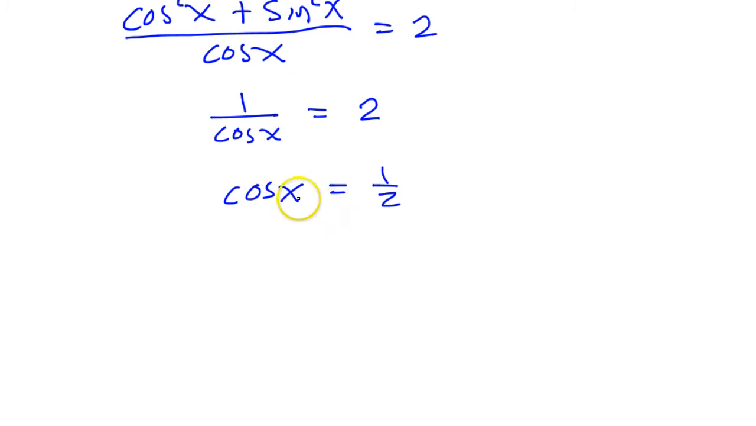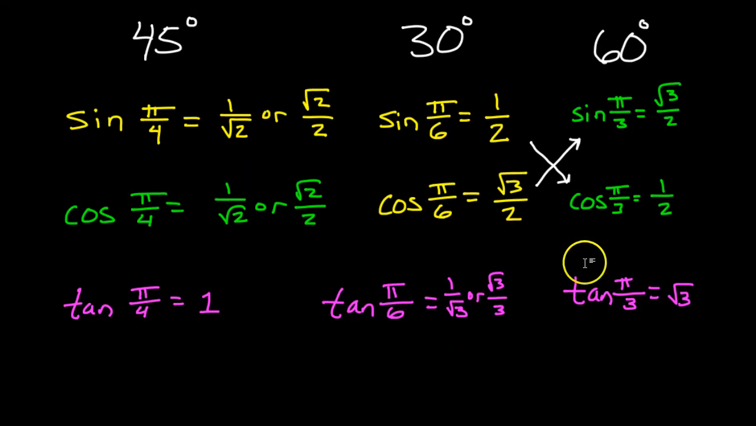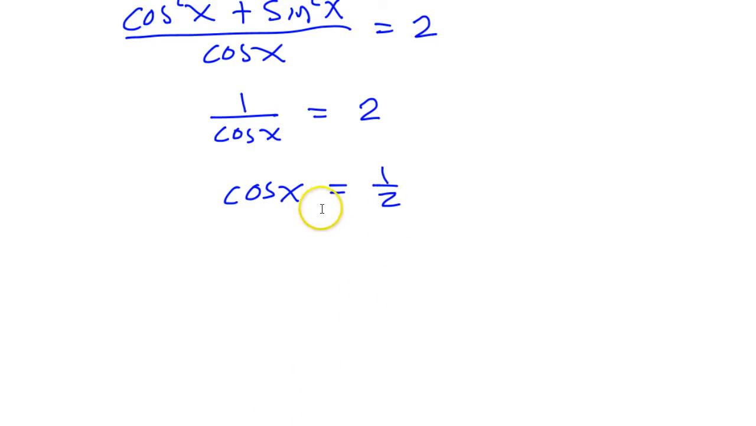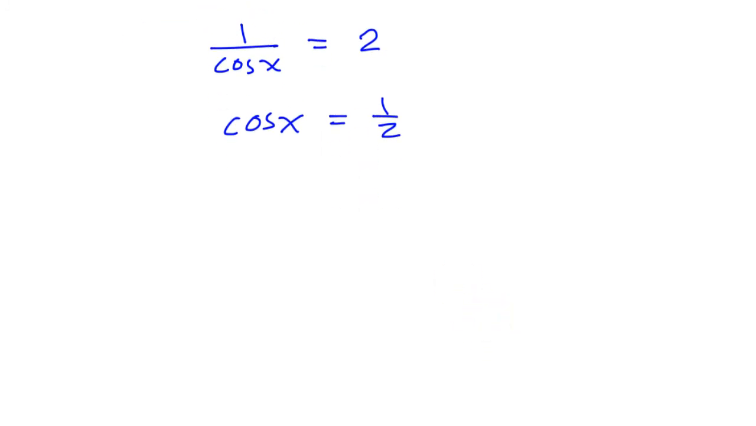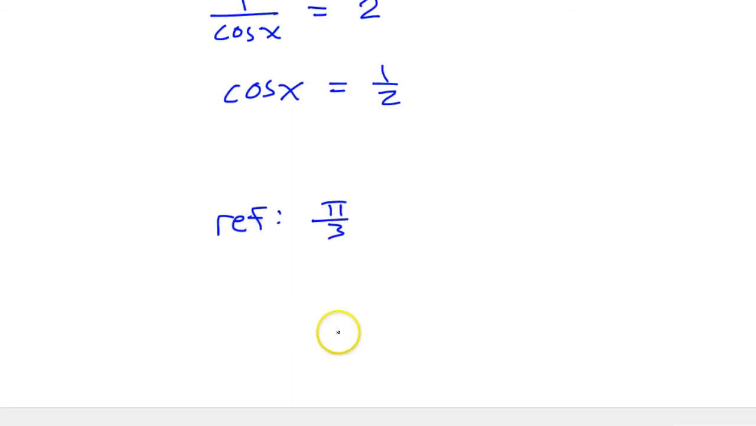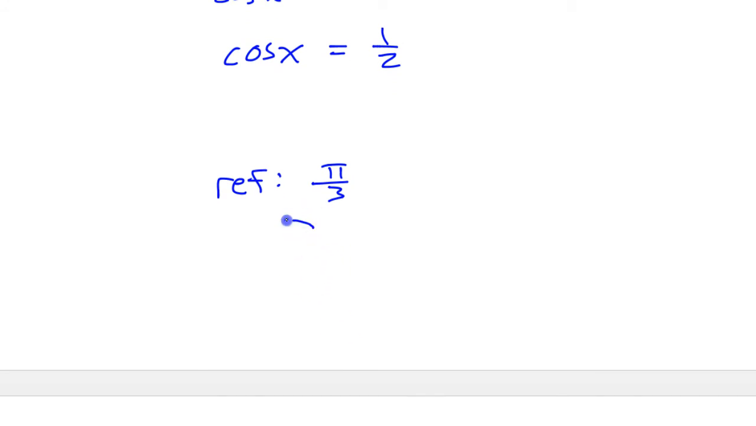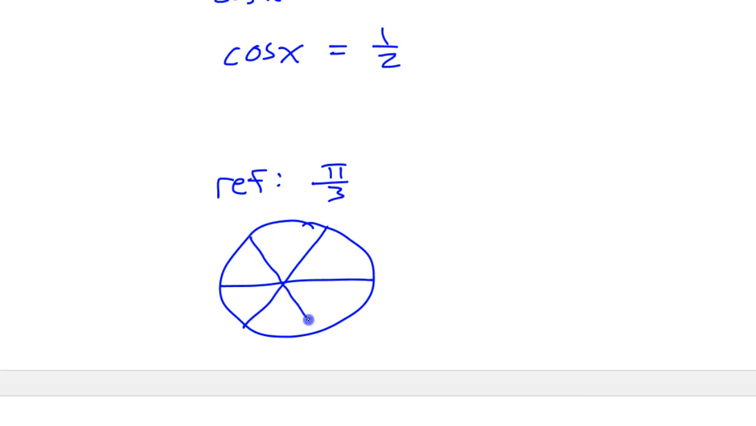Yeah, so the cosine of what angle is equal to 1/2? Well, hopefully you have memorized that that angle is pi over 3. Okay, now that's not the only answer. That is the reference angle. So I've just discovered that the reference angle is pi over 3. And so with that in mind, I will draw myself a diagram of pi over 3s. So that will look like this.